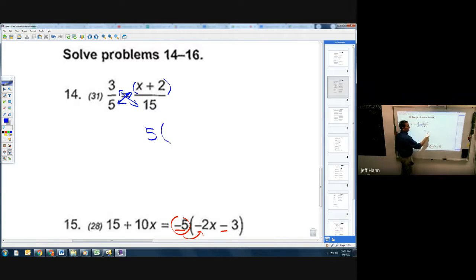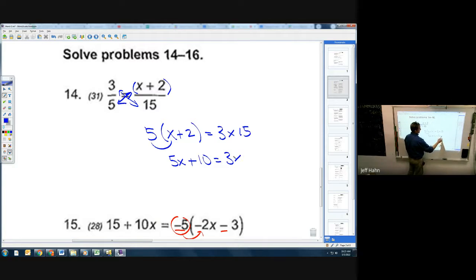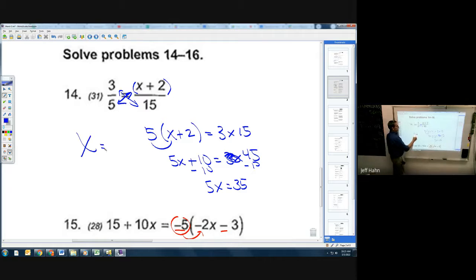That's one quantity. 5 times x plus 2 equals 3 times 15. You end up with 5x plus 10 equals 45. Let's just multiply that out. Subtract your 10. So 5x equals 35 and x equals 7.